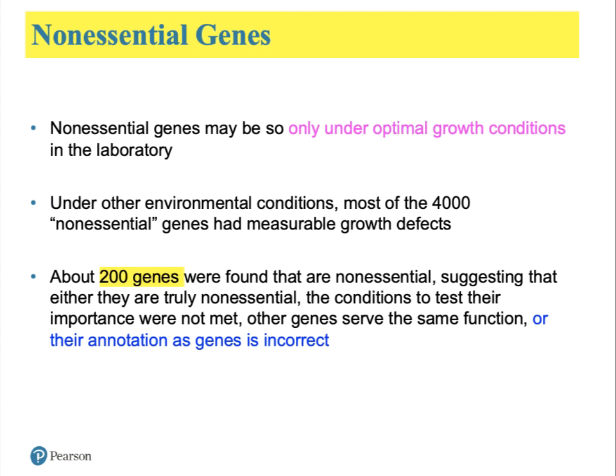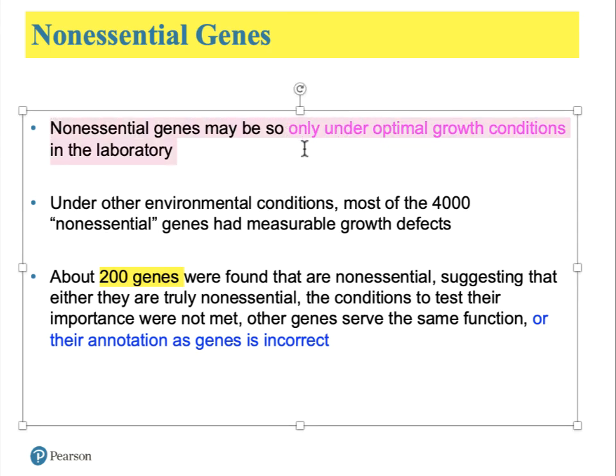What does it mean to be a non-essential gene? It simply means that under certain growth conditions, those genes are not expressed or not needed. By changing the environment, different genes out of that 4,000 would become important. One major outcome of this experiment was that 200 genes could not be assigned any function. Did this mean that they're truly non-essential, or that there were testing conditions outside the scope for which these genes may be needed? Or did they have overlapping functions with other genes? Or simply that the scientists that annotated these as being genes were incorrect? We'll have to wait and see.